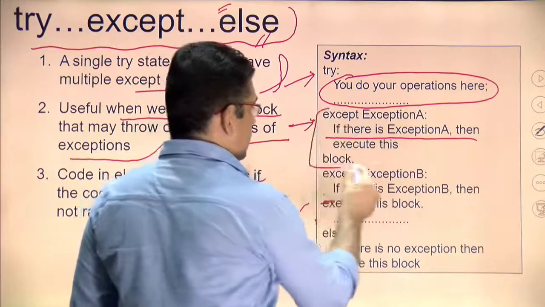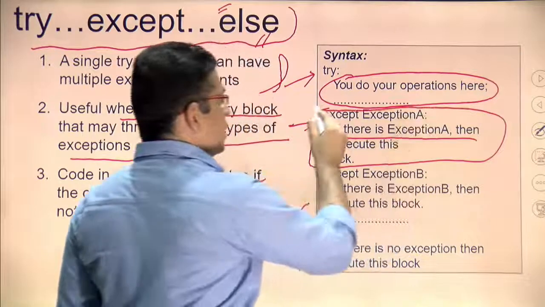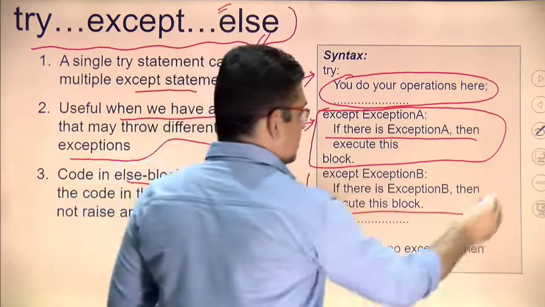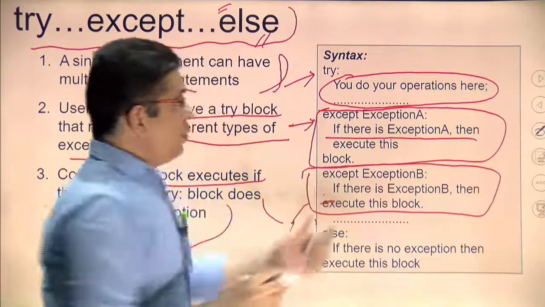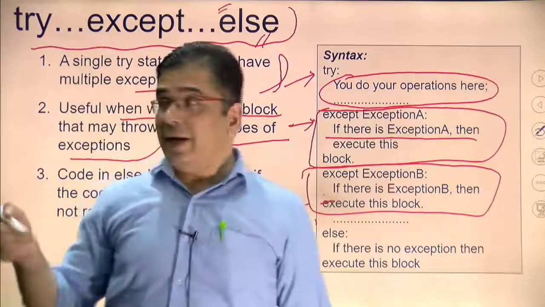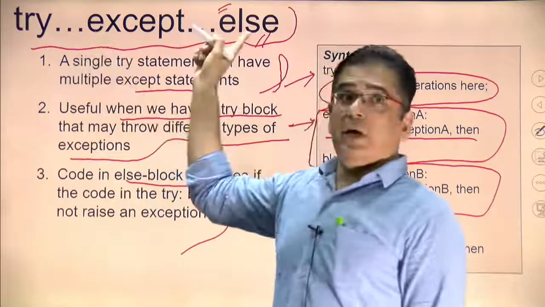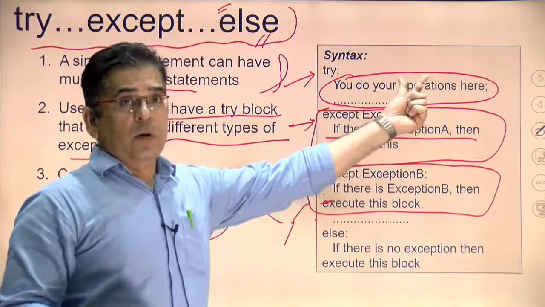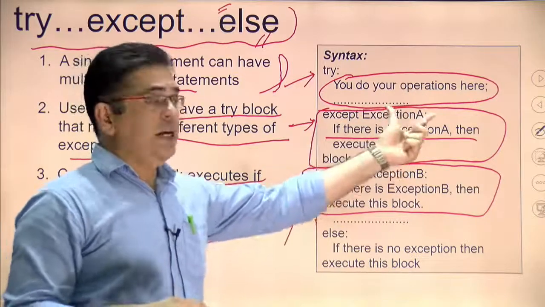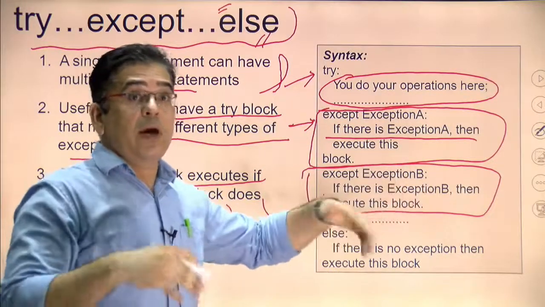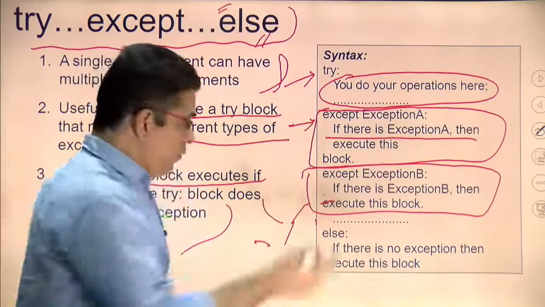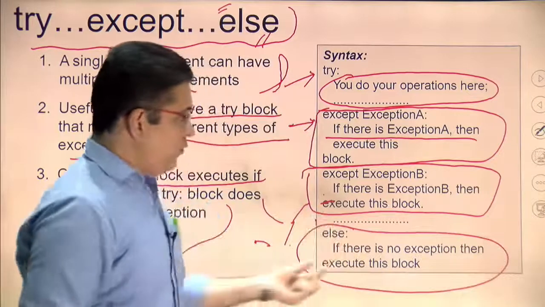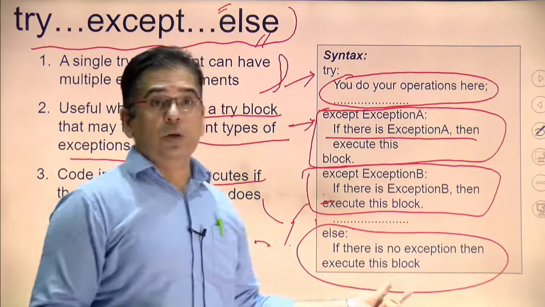This is the first, because here we can see multiple blocks. Exception A, second is for exception B. There can be any number of except blocks. That is the advantage of the try, except and else case. You have to write your code within the try block. If you are not sure whether exception A or exception B arises, or maybe no exception arises, if no exception arises, then the else case will be executed. If there is no exception, then execute this block.